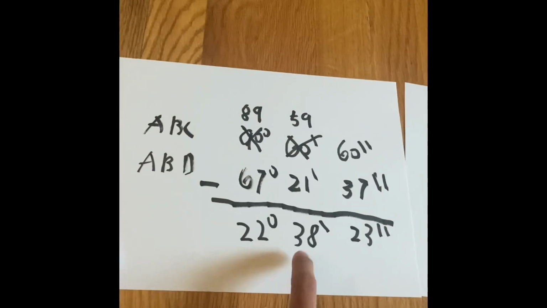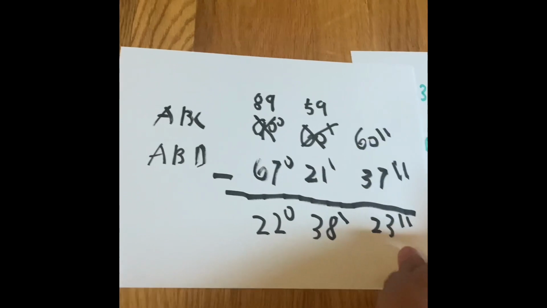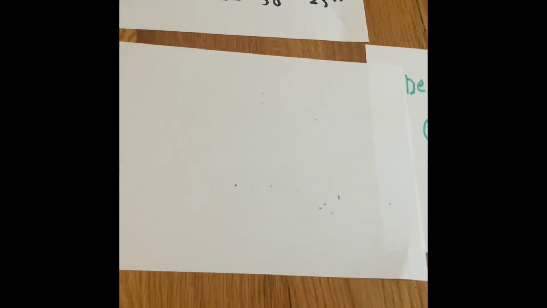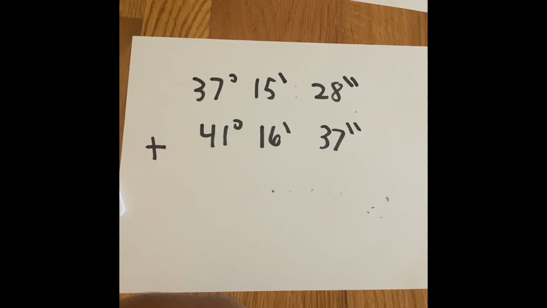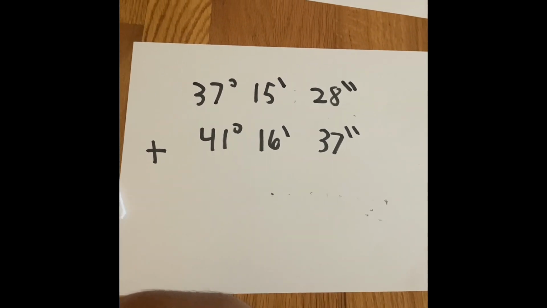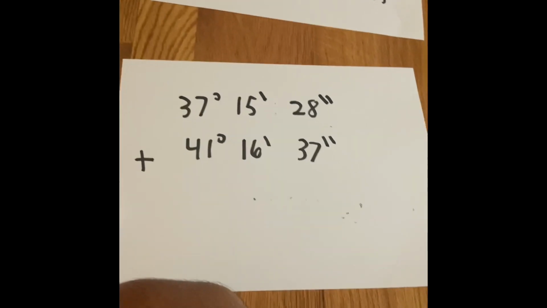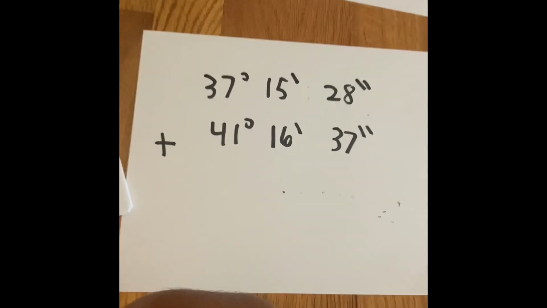If we can subtract them, we can also add them too. But adding can be a lot easier. Here's an example. So we have to add 37 degrees, 15 minutes, 28 seconds, and 41 degrees, 16 minutes, and 37 seconds. But we do it just like we're subtracting. This time, we do the same method by adding.